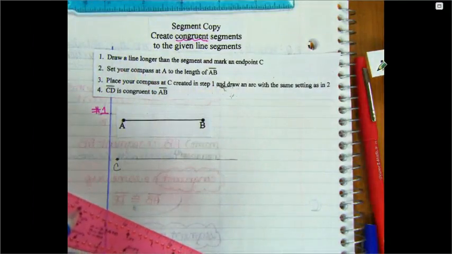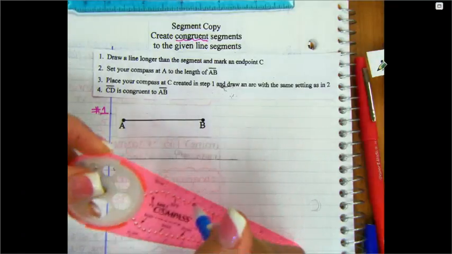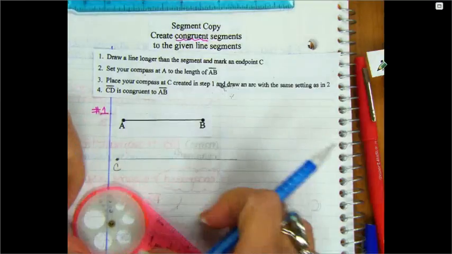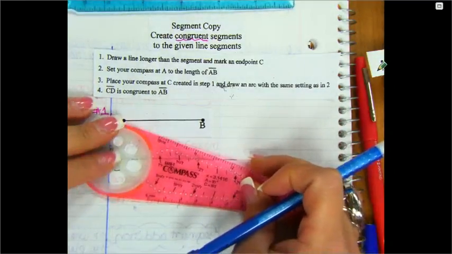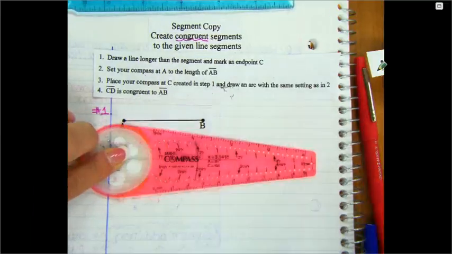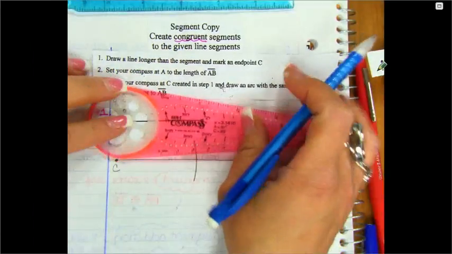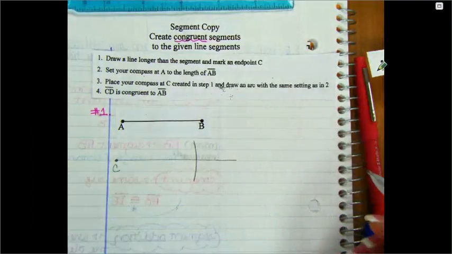Then what you're going to do is place your compass at C and, as in step 1, draw an arc with the same setting as in step 2. All that means is this. I'm going to put it on C. You already know where your pencil is located, right? I'm going to take my pencil and draw what's called an arc. It looks like that. That's all you're going to do right now. Whatever you measured here, whatever little spot that was, you're going to make a little spot right there.